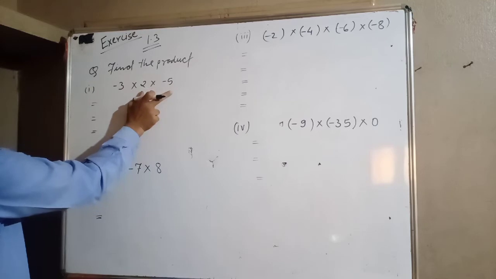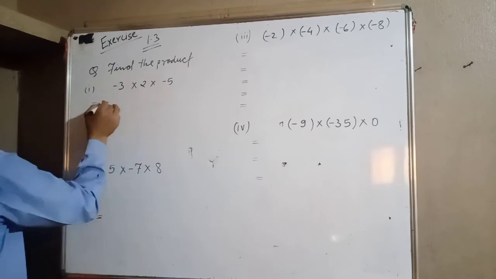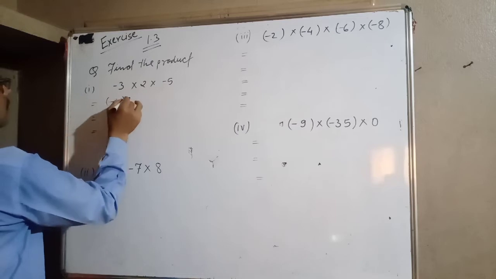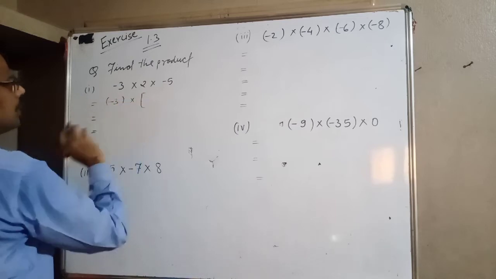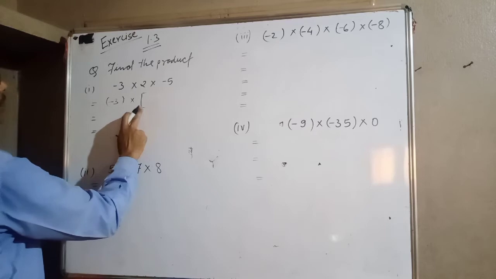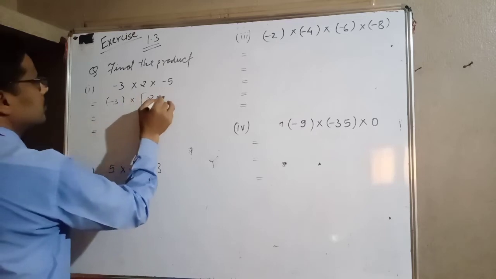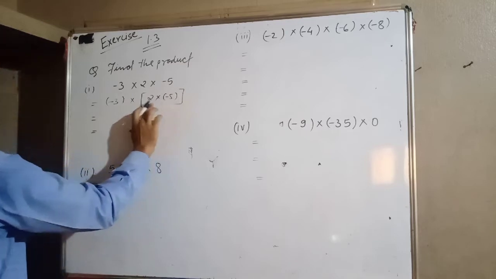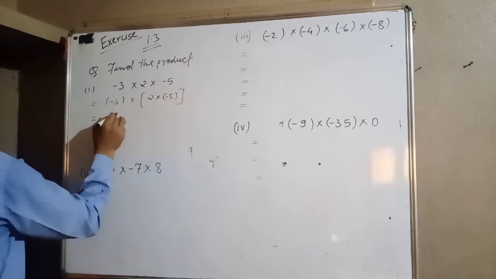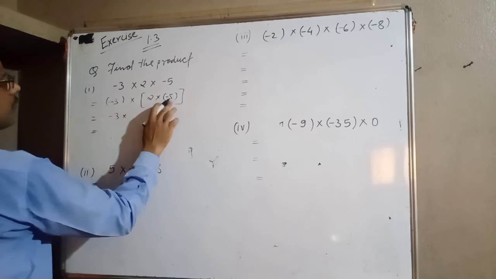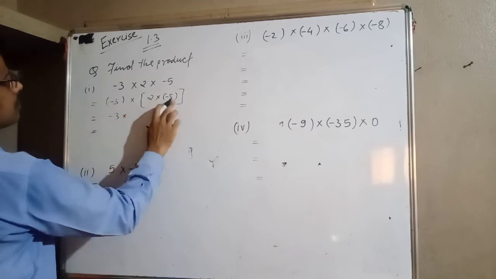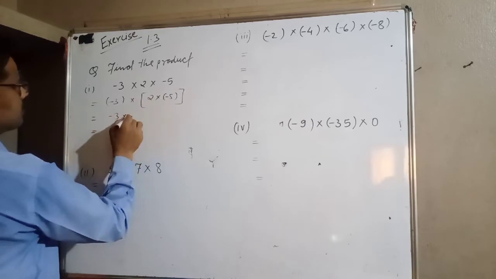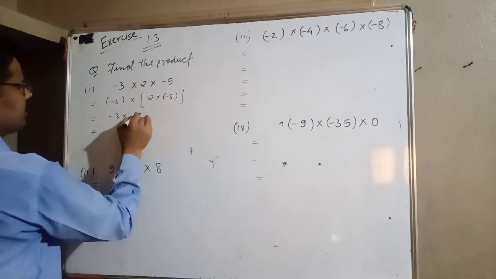Here I am making the group of 2 and minus 5. Minus 3 will come as it is, into. I am making the group, that's why I am putting the bracket. 2 into minus 5. Now I am multiplying these two numbers, with minus 3 coming as it is. 2 fives are 10. Before multiplying the numbers, multiply their signs. Here positive, here negative. Plus minus is minus. The minus and 2 fives are 10.